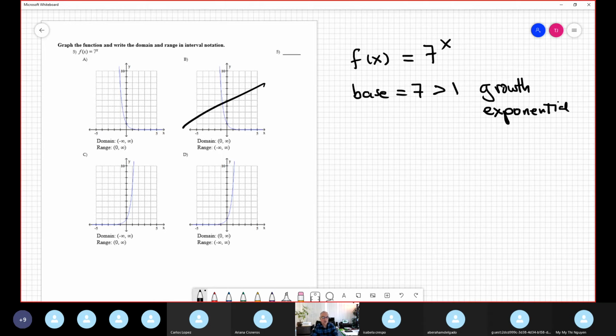Entonces es obvio que this is wrong. And this is wrong. Right? Because exponential is going up, no down, from left to right. Well, I just need to discover what this is.